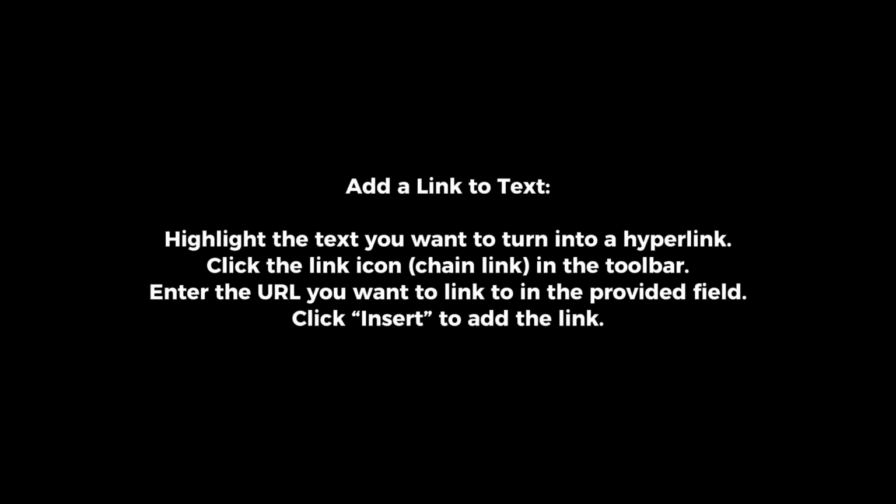Select text or image to link. Click on the text block or image block where you want to add the link. Add a link to text. Highlight the text you want to turn into a hyperlink. Click the link icon in the toolbar. Enter the URL you want to link in the provided field. Click Insert to add the link.